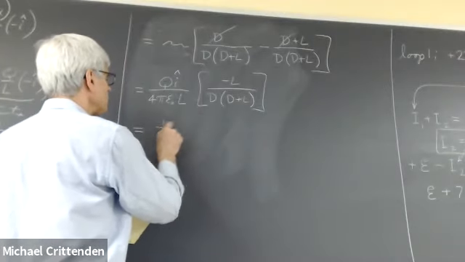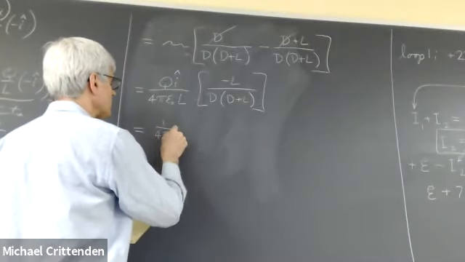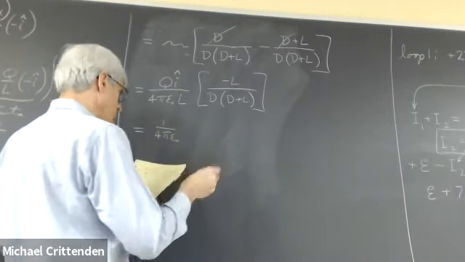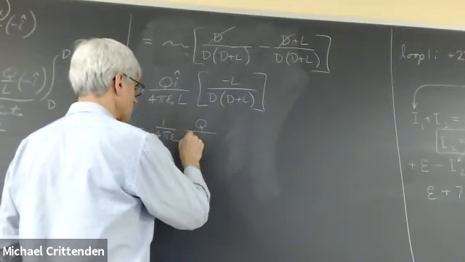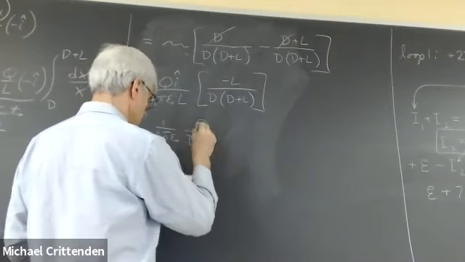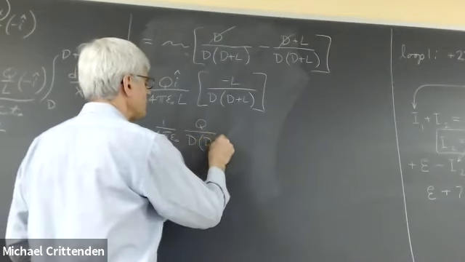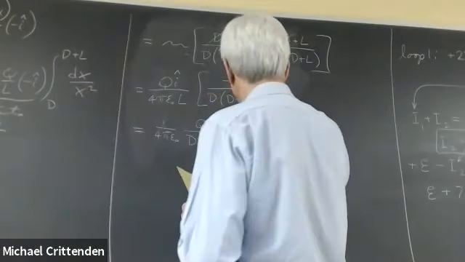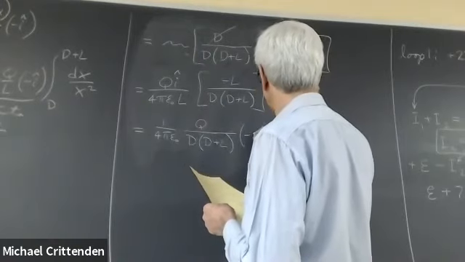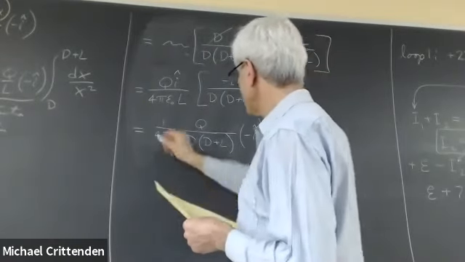You've got the Coulomb's law constant times Q over L times d times d plus L. Points in the negative i direction, points to the left.